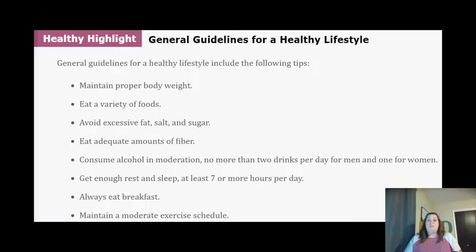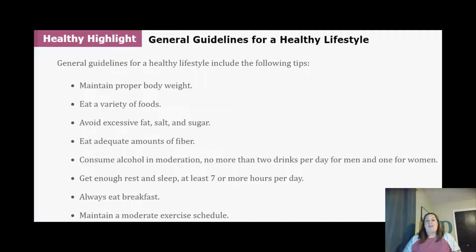You should get at least 7 or more hours of sleep per day. Always eat breakfast. Now, you'll see a lot of times right now with intermittent fasting where it talks about not eating breakfast. But guys, most of the time when we eat breakfast, it jumpstarts our metabolism. It starts that process of our body doing what it's normally supposed to do. And eating breakfast doesn't mean it has to be the biggest meal of the day, okay? But eating something helps jumpstart that metabolism.